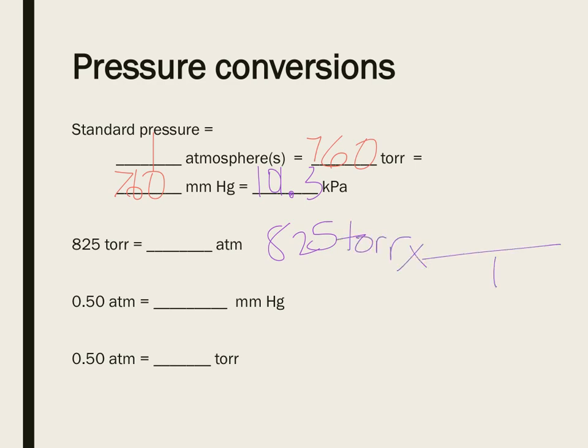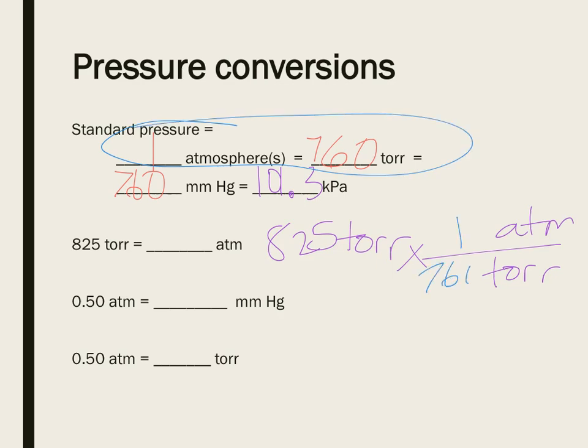So if we were going to convert, we would take 825 torr, times a line, and put torr on the bottom and atm on the top. We'll use our conversion fraction that 1 atmosphere is equal to 760 torr. And then, handy dandy calculator says 825 times 1 divided by 760 is 1.0855, or 1.09 atmospheres.